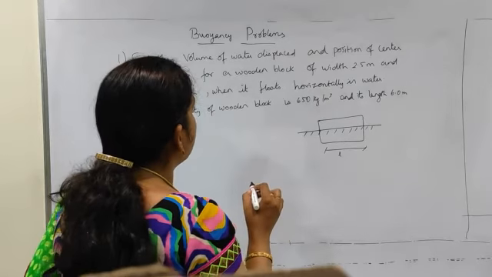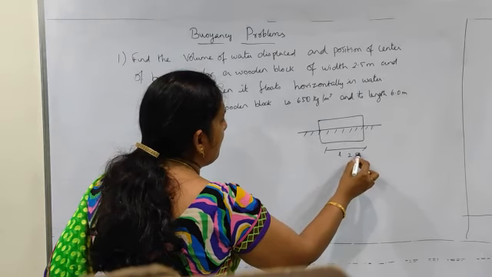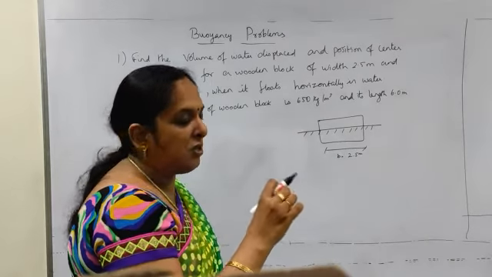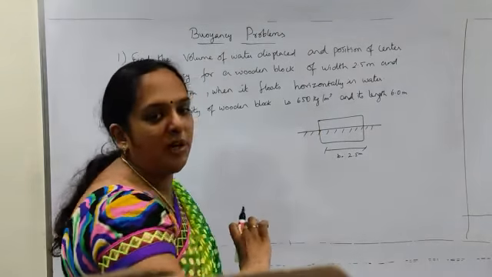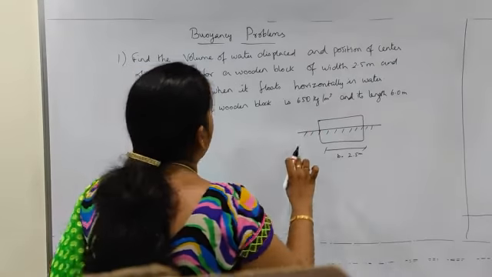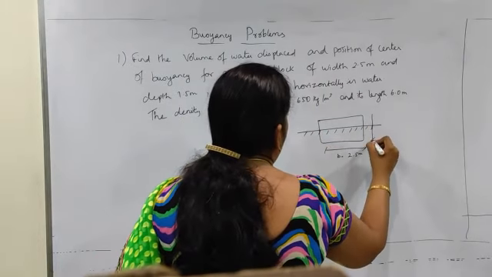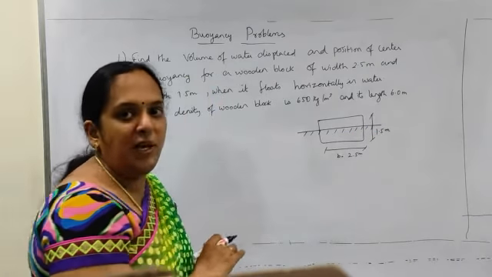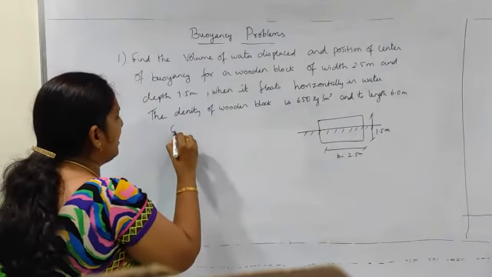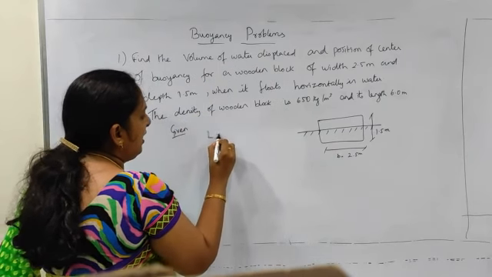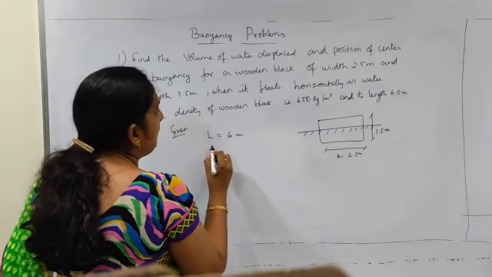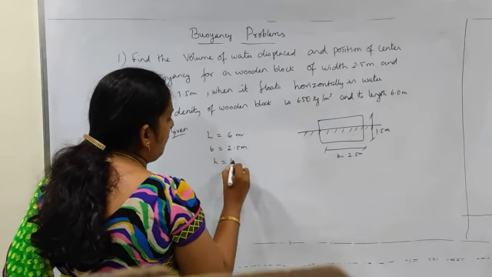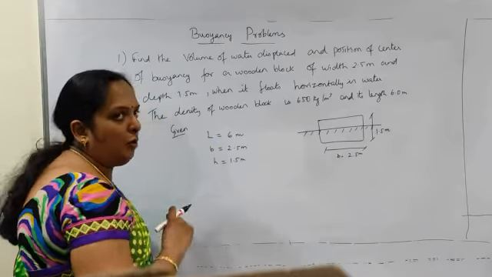The width given here is 2.5 meters, and one more dimension is not seen. Only the depth we are going to find out here. The total depth here is 1.5 meters, and the length will be 6 meters. So the given details are: length of the wooden block 6 meters, width 2.5 meters and height 1.5 meters. This is the detail of your wooden block.